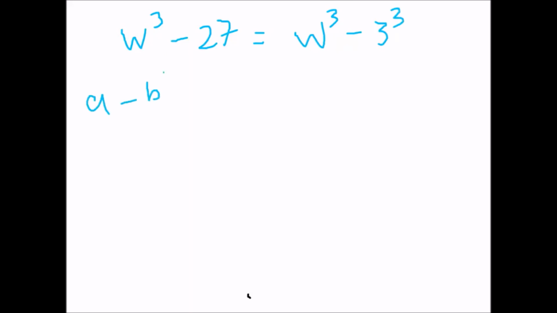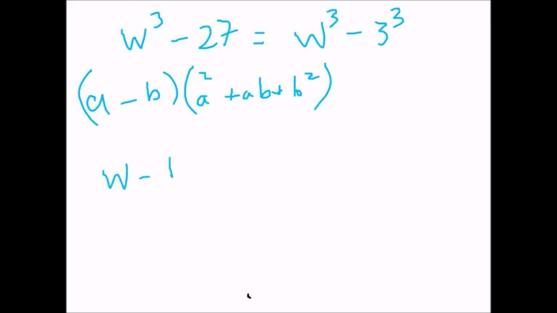Let's look at one that's the difference of cubes, like w to the third power minus 27. You recognize those as two cubes, so you're going to write it out as such. That's w cubed minus 3 cubed. And this one follows the formula a minus b times a squared plus ab plus b squared. And we'll just go ahead and plug those in. a is w, b is 3.